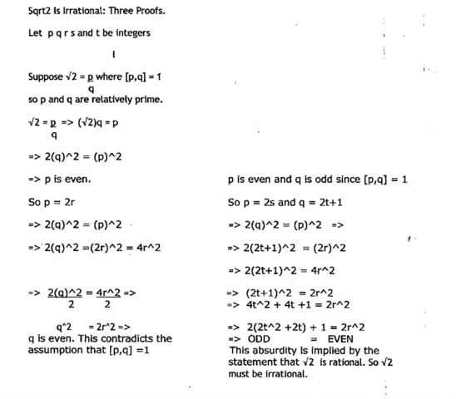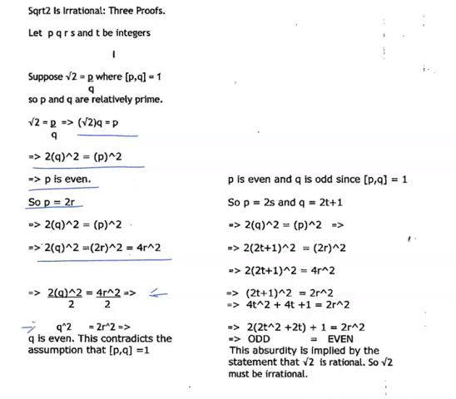So root 2 equals p upon q implies that root 2 q equals p. Squaring both sides, we have 2q squared equals p squared, which shows that p is even. So p equals 2r. So that 2q squared equals p squared implies that 2q squared equals (2r) all squared, which is 4r squared. If I now divide both sides by 2, I find that q squared equals 2r squared, so that q is even. And this contradicts the assumption that the greatest common divisor of p and q is 1.